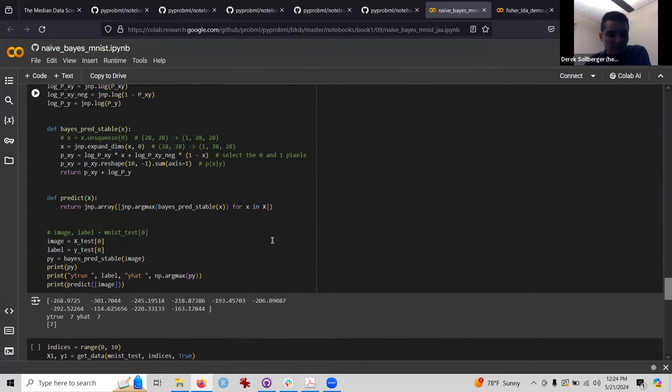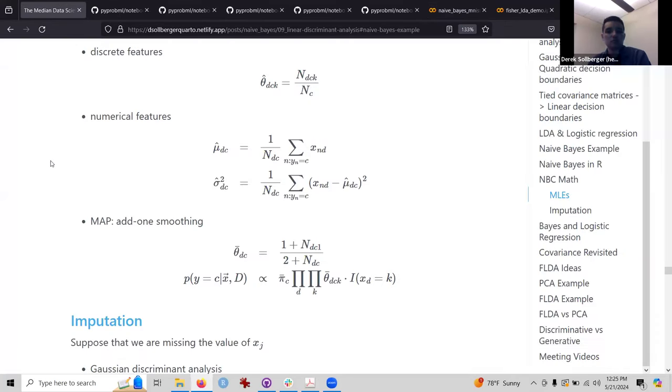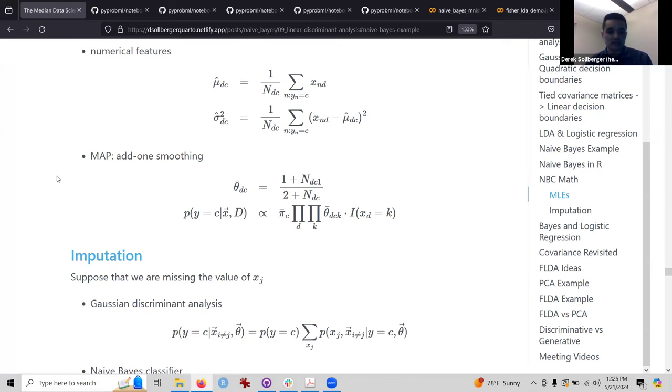The textbook author, instead of using scikit-learn, actually coded this Python notebook and Colab session directly using the underlying theory, the maximum likelihood estimates I mentioned earlier, along with the add-one smoothing for the maximum a posteriori estimates. In case anybody's following along with the textbook, I fully admit I'm going slightly out of order, into an order that I thought just made more sense to me.